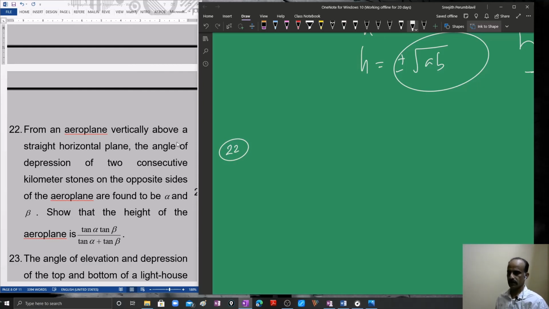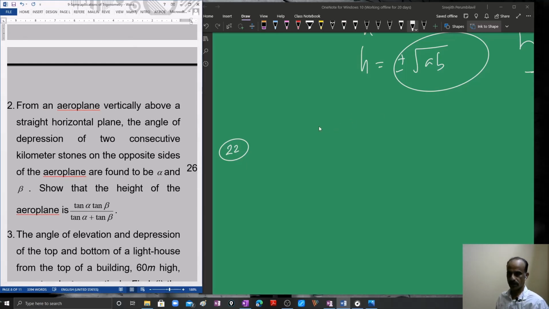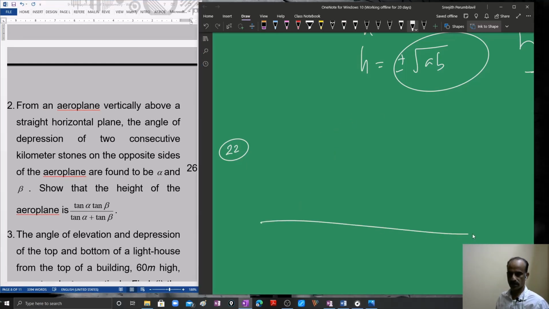From an aeroplane vertically above a straight horizontal plane, the angles of depression of two consecutive kilometer stones on opposite sides are found to be alpha and beta. Let the aeroplane be A.